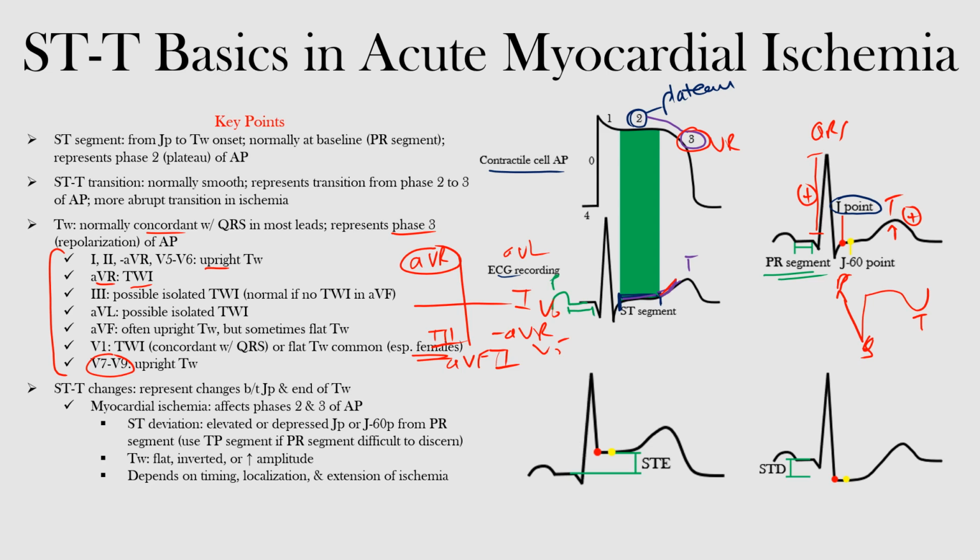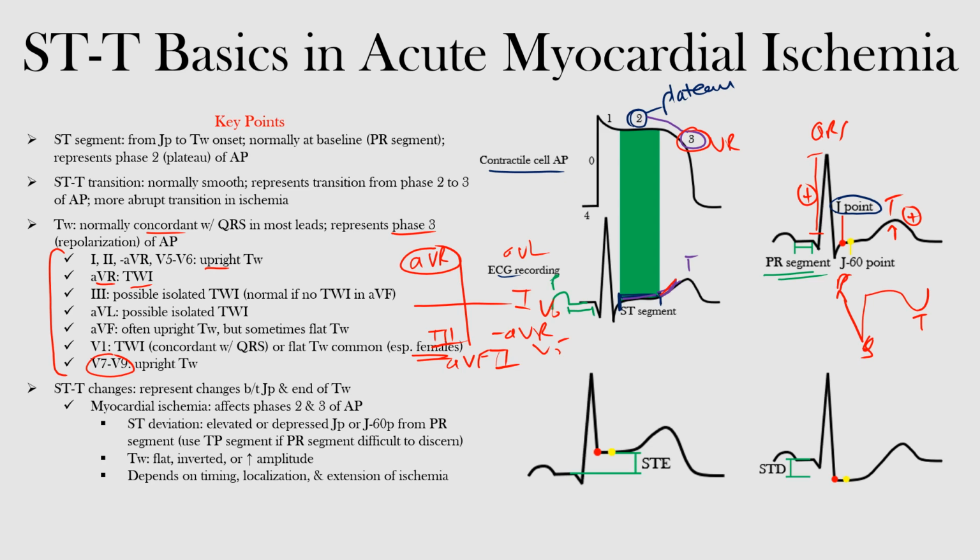From that reference, we use the J point as the area of this ST segment that we measure as ST elevation or ST depression. In other words, if the J point is above baseline, it would be considered ST elevation. If the J point is below baseline, then it would be considered ST depression. Now, sometimes and rarely, the PR segment is difficult to discern or make out, and therefore the TP segment, which is the line between the T wave and the P wave, can be used as a reference, okay?